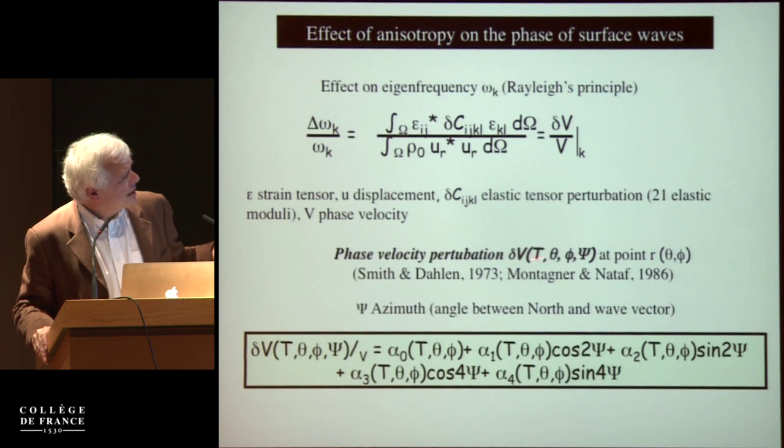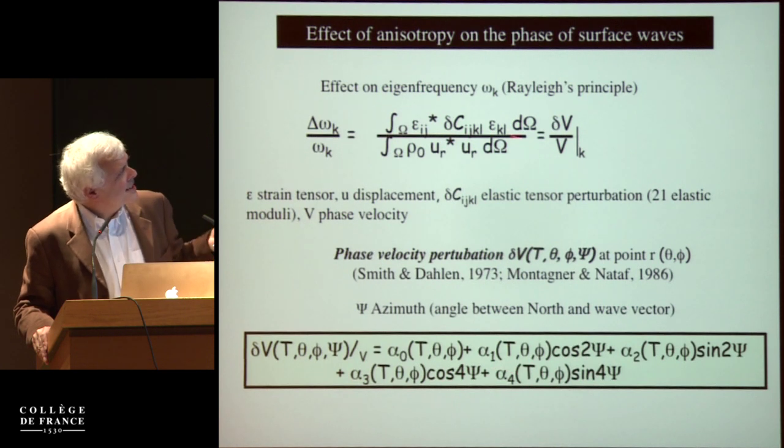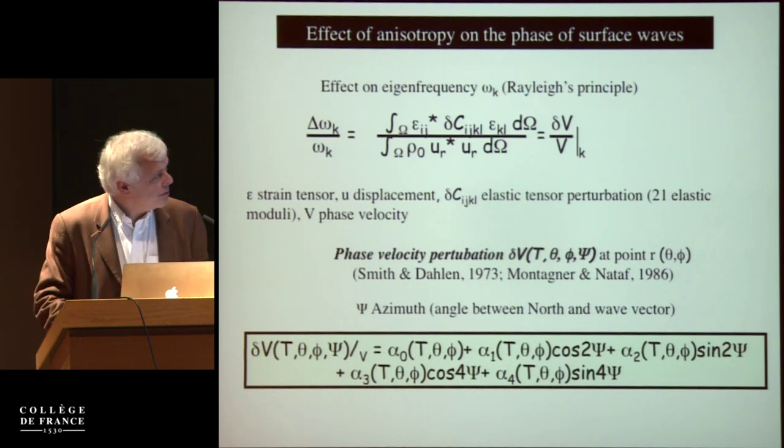If we consider the phase velocity perturbation at a given point as a function of the azimuth, we have to do a Fourier series expansion as a function of psi, the azimuth along the path. And we need 5 terms because, since we have a fourth order tensor, we have to consider not only the 2 psi term, but also the 4 psi terms. If we can retrieve these different alpha terms, we can have information about different parameters.